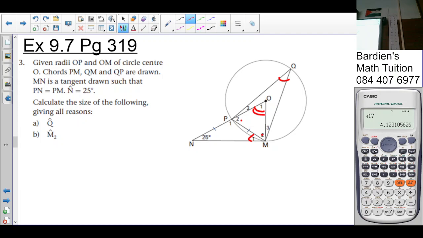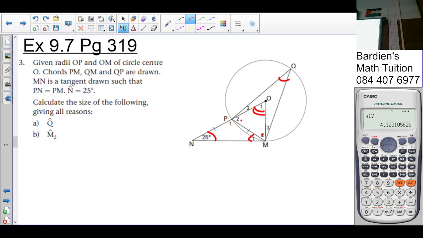Here we go. So we are also told that PN is equal to PM. If PM is equal to PN, what can be derived from here? N is equal to M1, which is 25. Can you see that, people? Yes. Now it says, calculate, giving the reason, the size of angle Q. Can you see? Angle Q is already marked. So somehow or other I can lead it up to that.